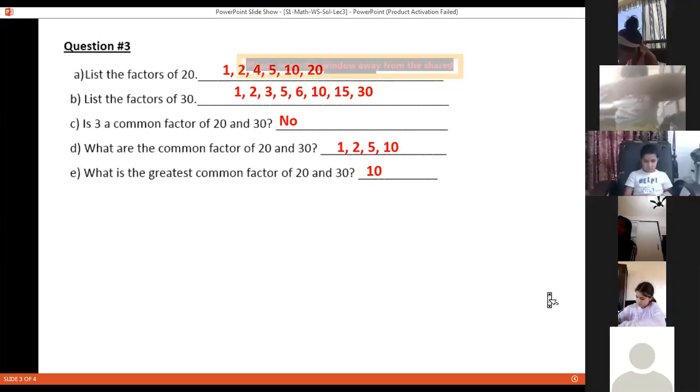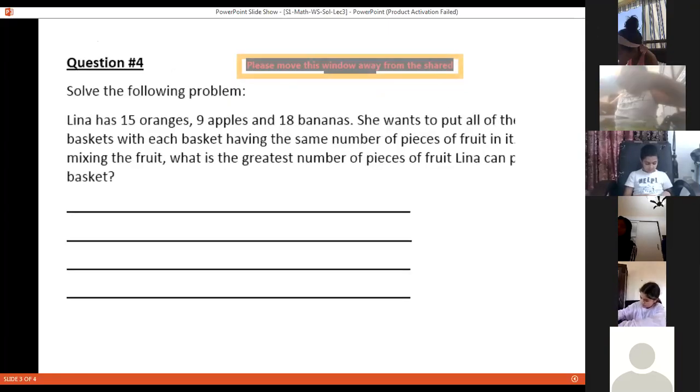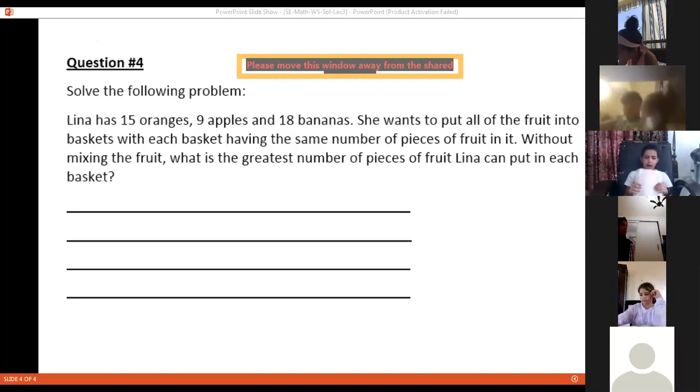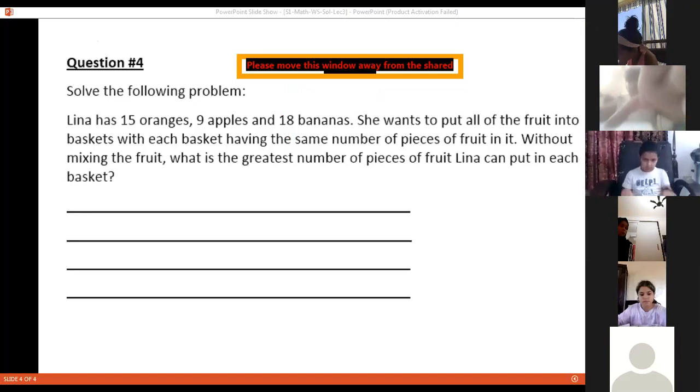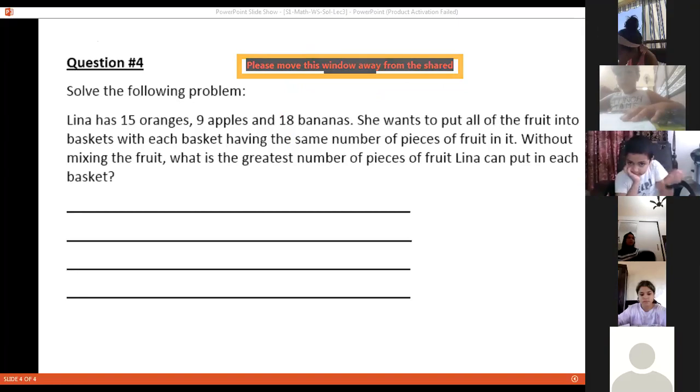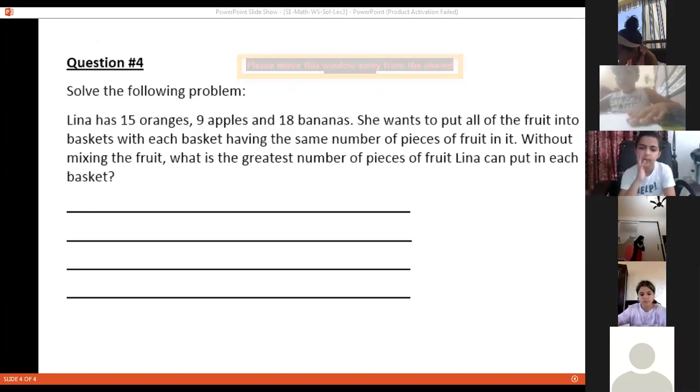In this question, Orlina wants to put 15 oranges, 9 apples, and 15 bananas in a basket, and each basket should contain the same number of pieces of fruit. So suppose I put in the first basket 2 apples, in the second one I should get 2 apples, 2 apples in the third basket. So the same number of fruits in each basket. The question is, what's the greatest number of pieces of fruit?